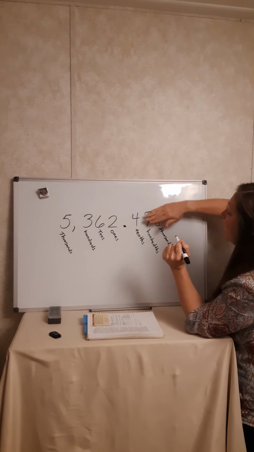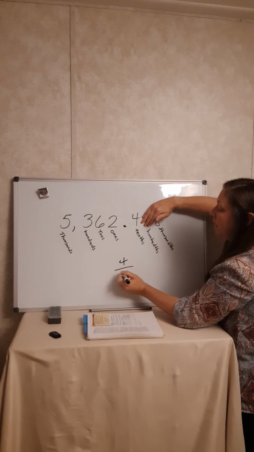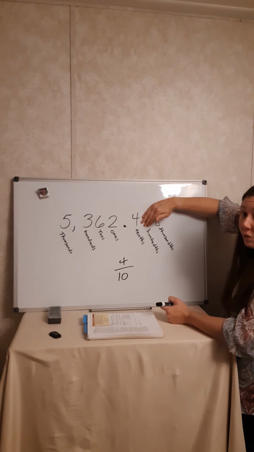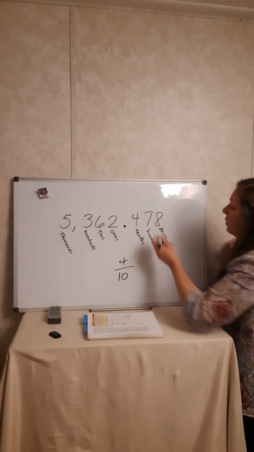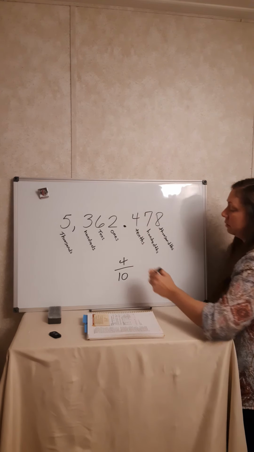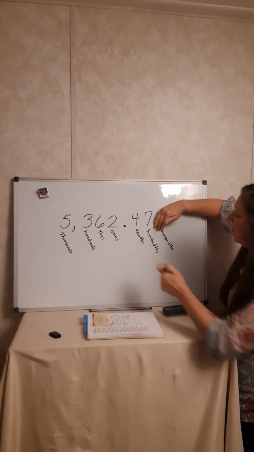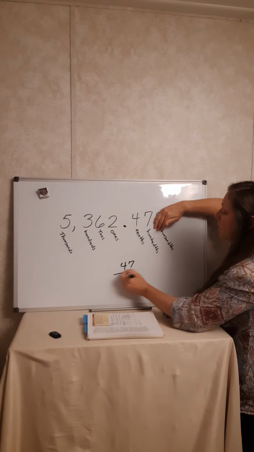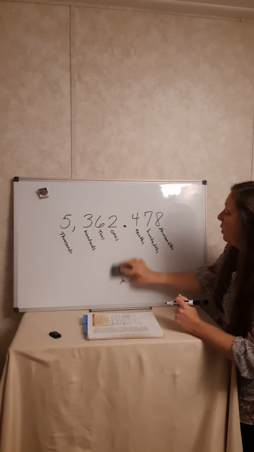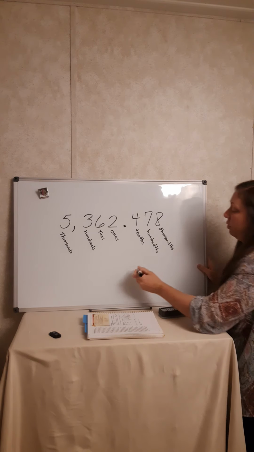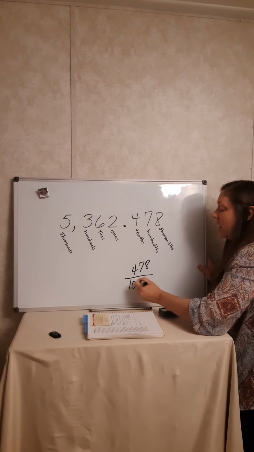Okay, if I were just going to write the number here, this will be 4 tenths. Okay, let me uncover this. Now, we cover this 8 up. Now I have 47 hundredths. And if I want to go all the way up to that third place value, 478 thousandths.